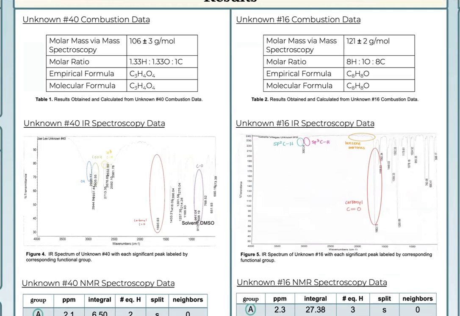Figure 4 shows compound 40, which has some important peaks such as the hydroxyl peak, carbonyl peak, and a carboxylic acid peak. Figure 5 shows compound 16's noticeable peaks such as the benzene overtones, carbonyl peak, and sp2 and sp3 hybridized CH peak. Our spectra are labeled to show you where each appears on the structures.